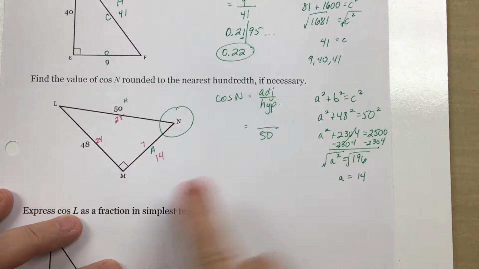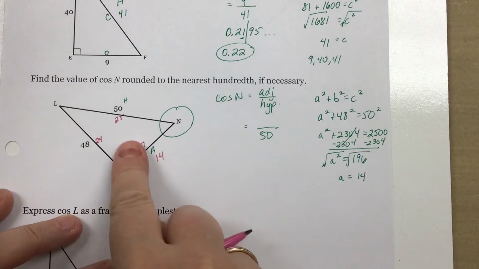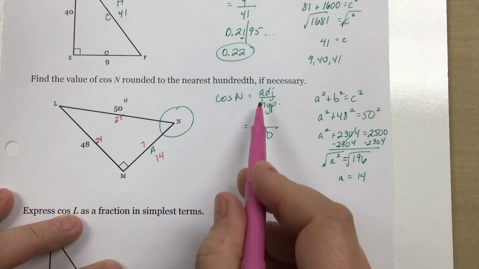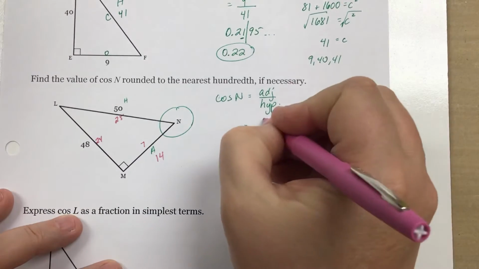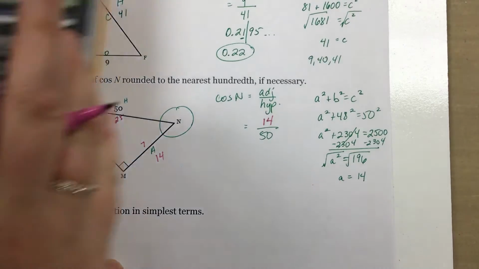So this side is 14. Either you use your triples or Pythagorean theorem, it works the same way. So again, cosine is adjacent over hypotenuse, so I'm going to put 14 over 50. And again, we're supposed to find it as a decimal.